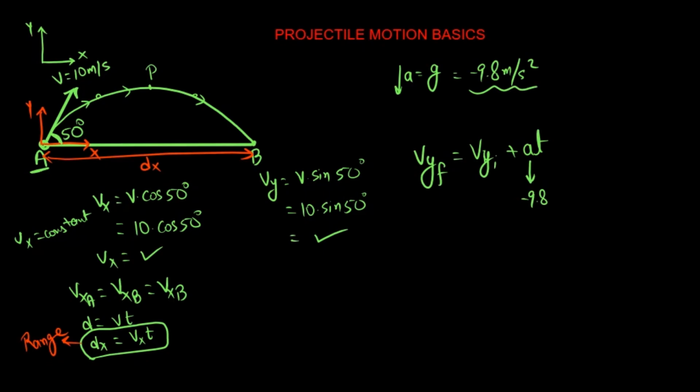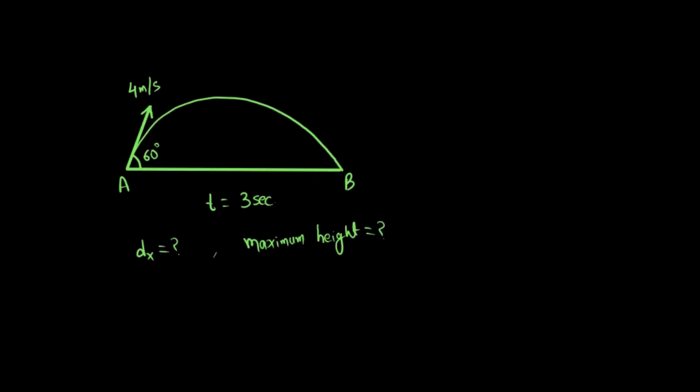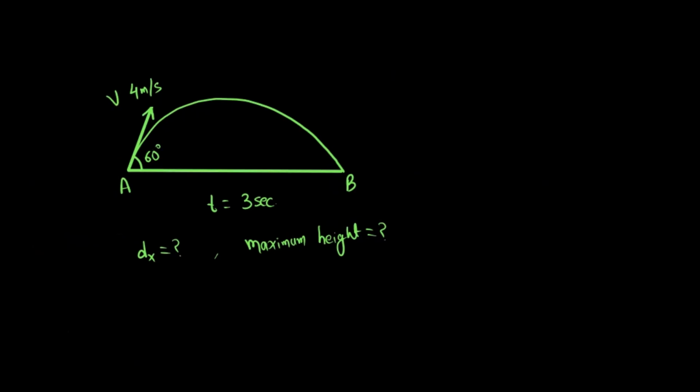If you understand this, try something simple. You have this situation, you know the initial velocity, you know the angle, you know the time it takes for the projectile to go from A to B, 3 seconds. Find the range of the projectile, which is dx, or the distance from A to B, and find the maximum height that the projectile achieves, which would be this height.